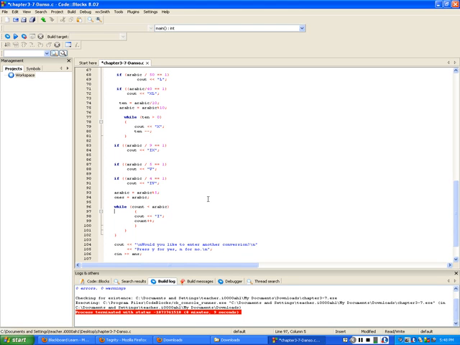So if it is while ones greater than 0, then we're going to have ones minus minus.